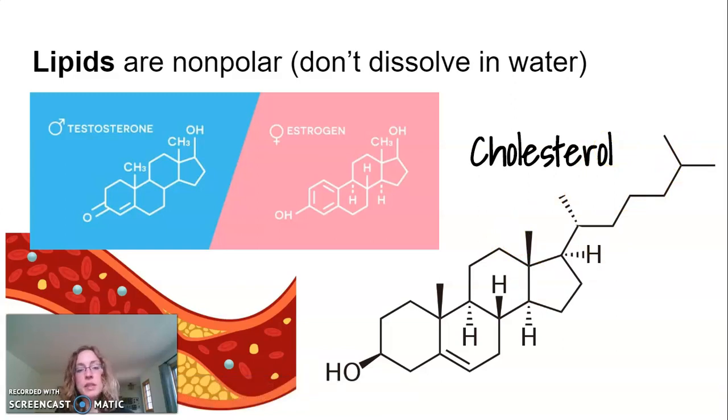Cholesterol is sometimes bad for you because it can do things like clog your arteries, but cholesterol is also really important in your cell membranes. It's also an important building block to help you make certain hormones like estrogen and testosterone. You can see that the structures of those are really similar to cholesterol. So it's one of those things that you do need to have in your diet in certain amounts. Your body can also produce it, but having too much of it in your diet can be a bad thing.